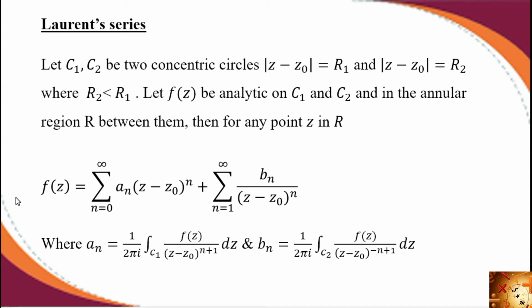So this is the Laurent series expansion of an analytic function. Here this series expansion contains the positive powers of z minus z naught and also the negative powers of z minus z naught. This is the main difference between Taylor series and Laurent series. In the Taylor series expansion, only the positive powers of z minus z naught will be there, but in the Laurent series expansion, both positive powers and negative powers of z minus z naught will be there. That is the main difference between Taylor series and Laurent series.